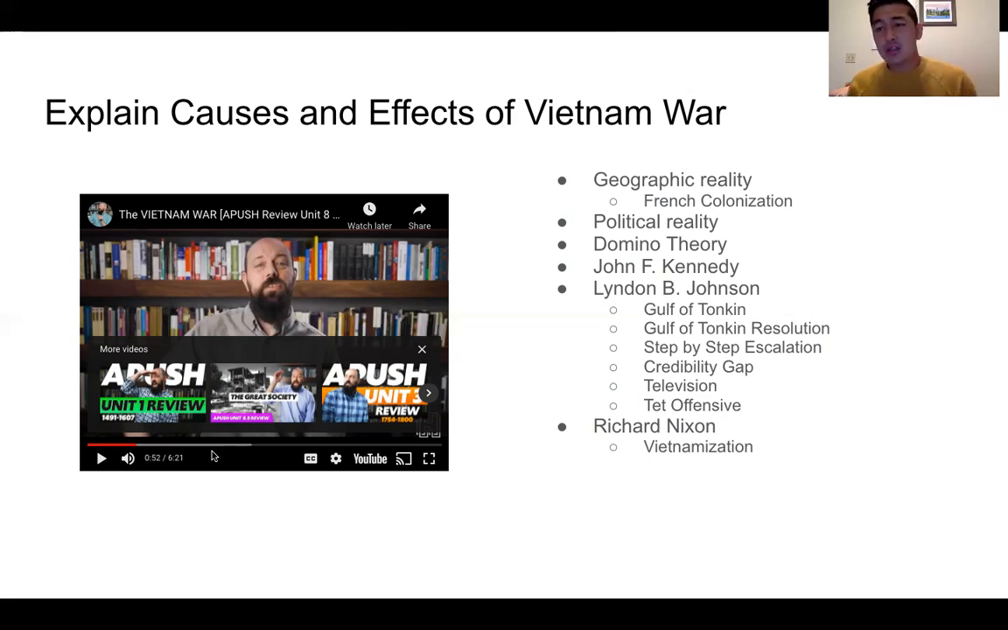Ho Chi Minh actually tried his best. He looked to the United States to help Vietnam gain its independence. I believe he reached out to Woodrow Wilson as well as FDR. But of course, during the Truman administration, the goal was containment. So giving Vietnam its sovereignty and independence was seen as a threat to the United States, because they wanted to make sure communism was stopped. Hence the support for French colonization.